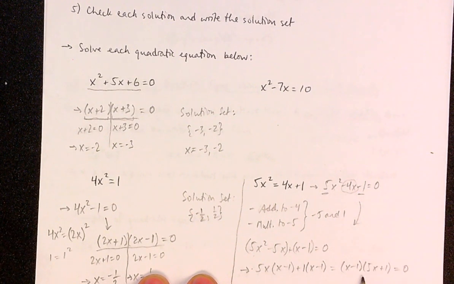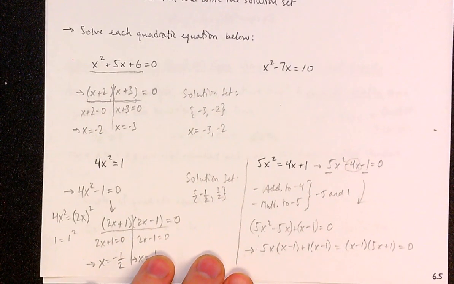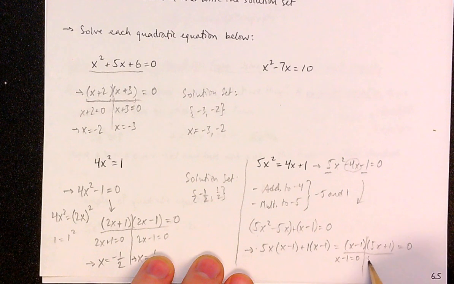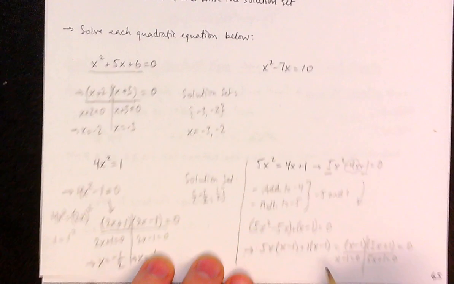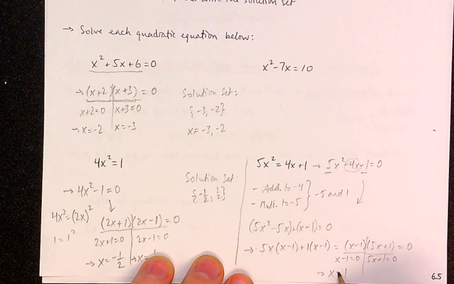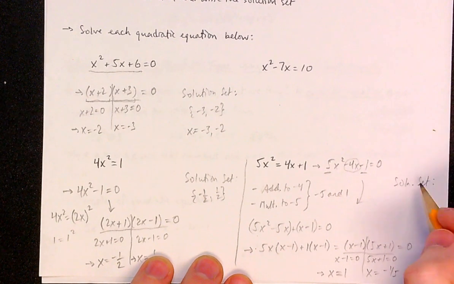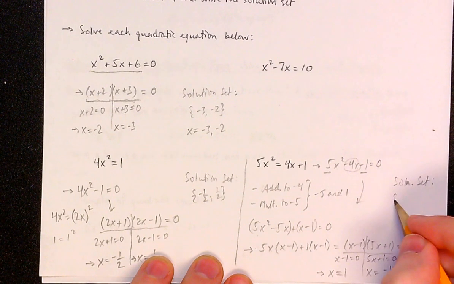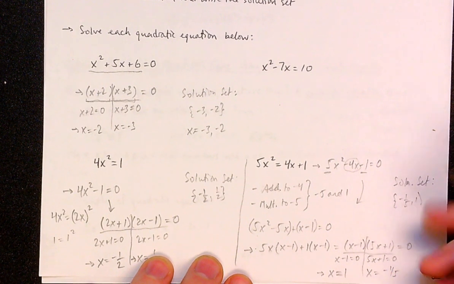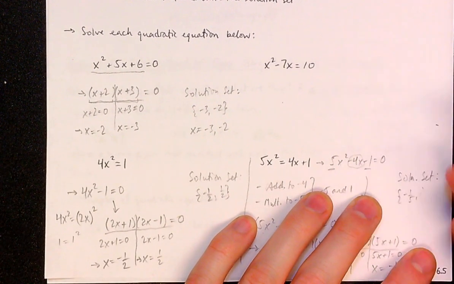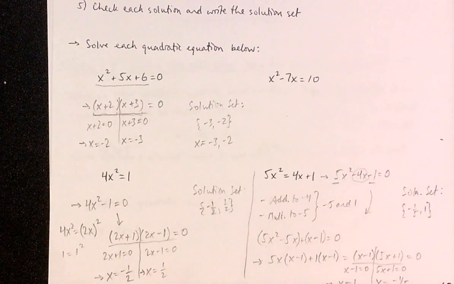And now we have our product being equal to 0 here. Form your chart. Set each factor equal to 0. And solve for x. Here you find x is equal to 1. Here you find x is equal to negative 1/5. And you can check each of those numbers, and they do indeed work. So your solution set, -1/5, comma 1. And I better be sure that I use the correct bracket there.